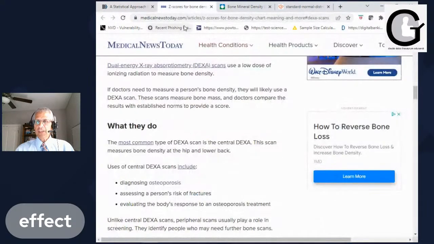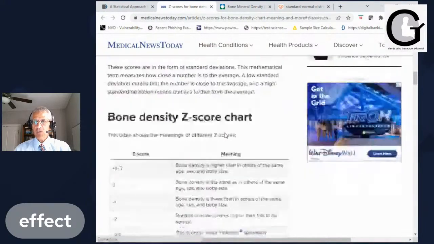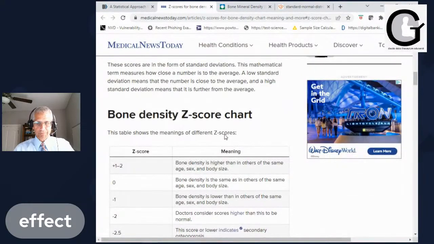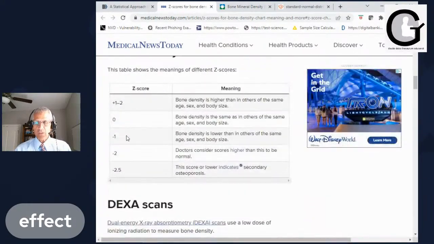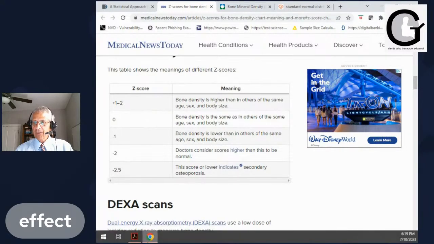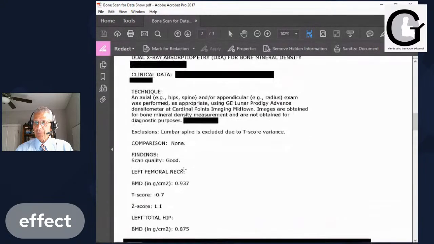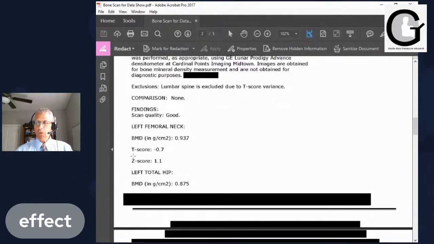Now, there are some other ones. This is Medical News Today, and it talks about DEXA bone scans, and it centers on Z scores rather than T scores. So here you have the z-score. Now we'll go back here. Remember, there were z-scores on this thing too, right? So here's a z-score of 1.1, left femoral neck. The z-score is based again on the normal distribution. So it looks like the standard normal curve. That's the normal distribution. So here's your 1.1.